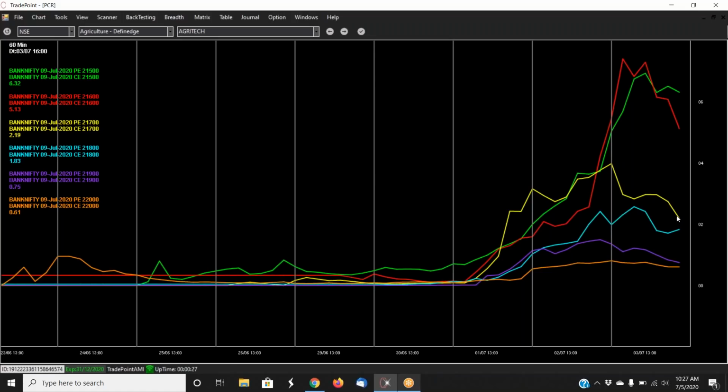And 21,700 also is not very far off. Normally I would have liked it if it was much more bullish, like 2.53, but it is only 2.19. So both 21,700 and 21,800 are to be watched tomorrow onwards. And that also brings me to the support on Bank Nifty futures. That is also near 21,700, 21,800. So this will play a critical role tomorrow onwards. So keep a watch on these two lines.